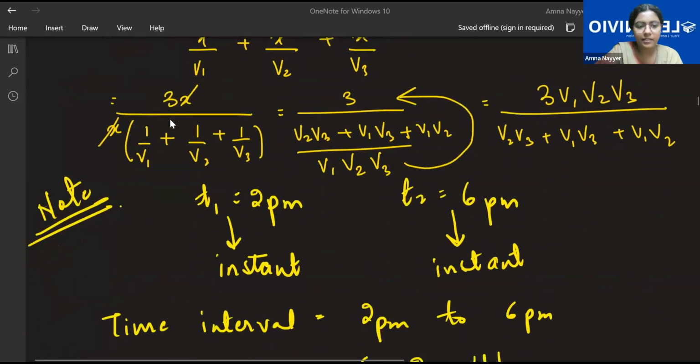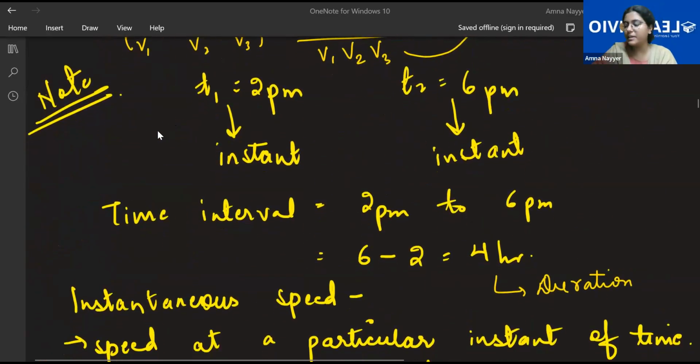Okay, see, when we are talking about speeds and time is given as 2 p.m., this means this is an instant. At a particular instant of time, this is an instantaneous time. When we have 6 p.m., that is also an instant. But if I say from 2 p.m. to 6 p.m., can you notice here it's a duration. 6 minus 2 is 4 hours. 4 hours is the duration here. So you have two things: one is the instant of time, the other is the duration of time, the time interval.